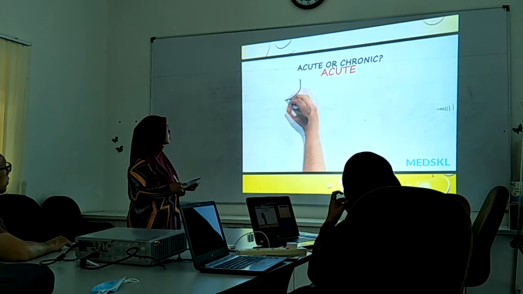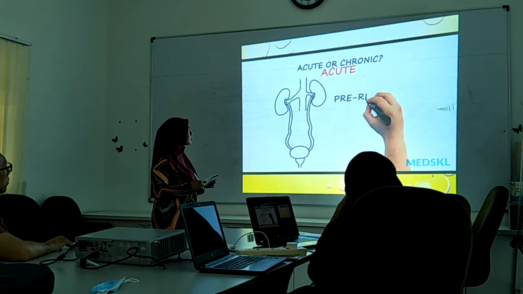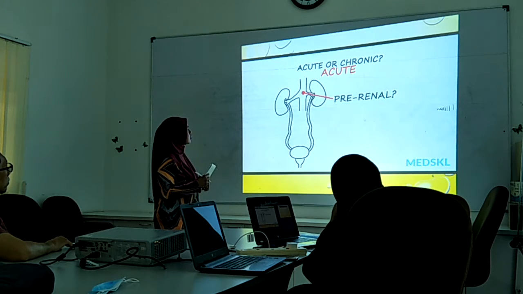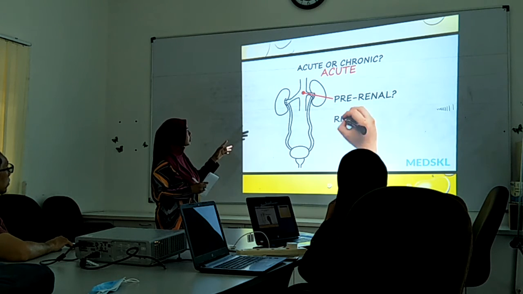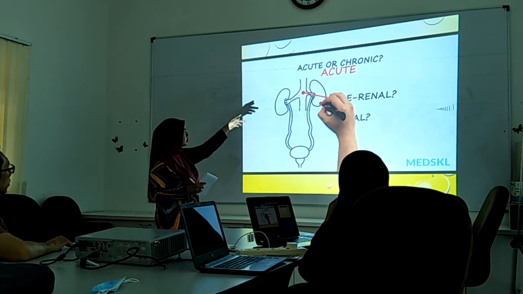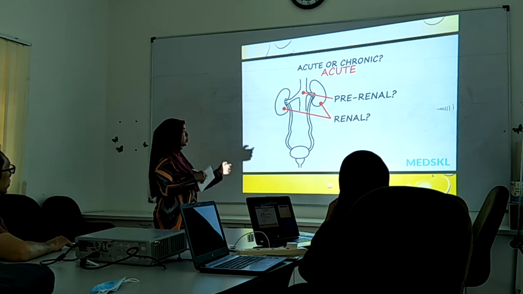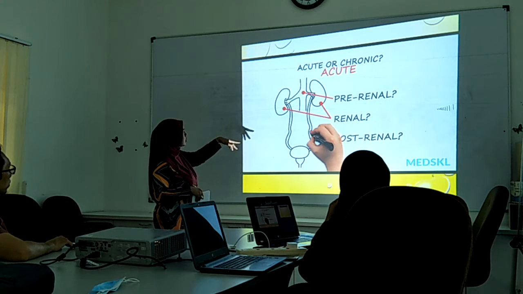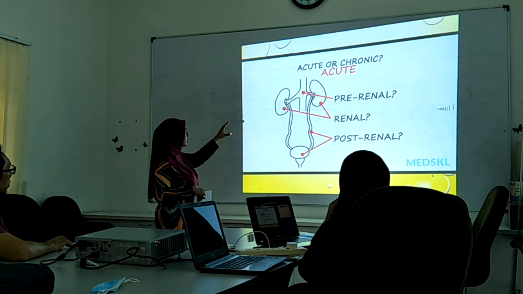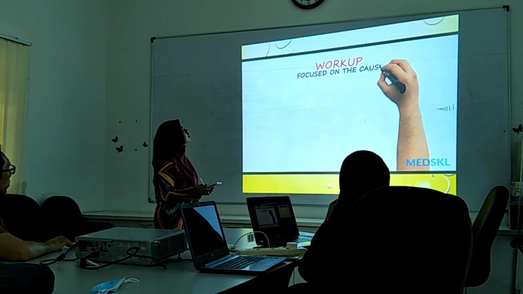Next, okay, this is ARF. There are causes of acute renal injury. First, pre-renal, with decreased renal blood flow, which comes from blood vessels or some outside causes. Then intrarenal, from the kidney itself, and post-renal, from the bladder.